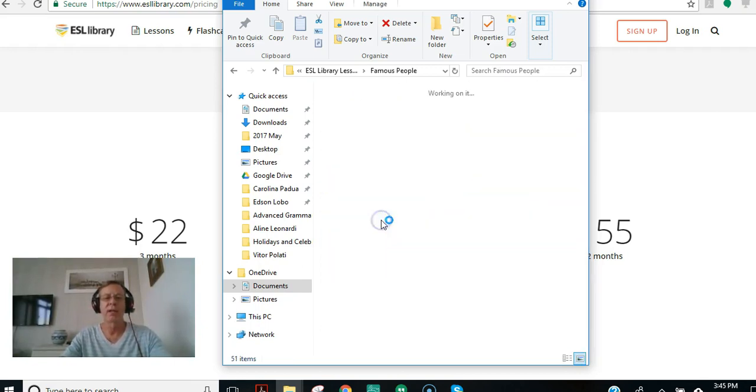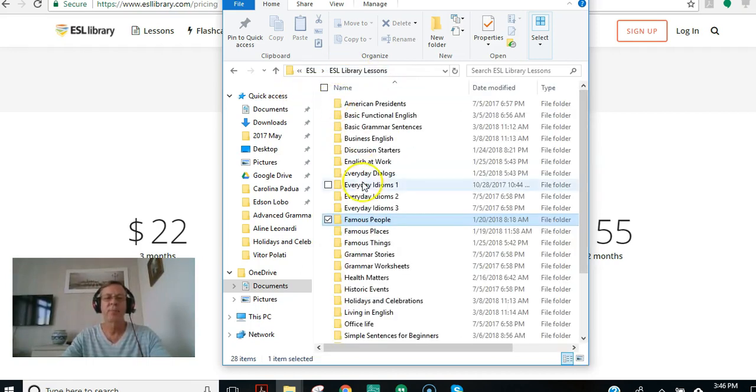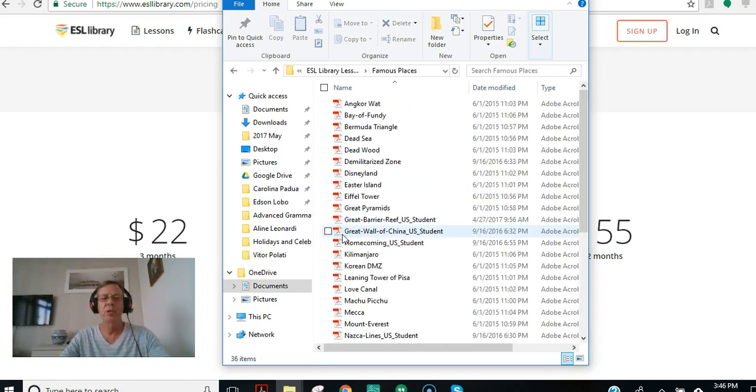So they have famous people. Also, by the way, biography.com is a great website to get into. But you see here Albert Einstein, Alexander Graham Bell, Bill Clinton, the Beatles, Barack Obama, Billie Holiday. A lot of politicians and musicians are represented. And then a fun one, famous places. Students always love to talk about travel. It's one of their favorite topics. So I frequently will go in here to famous places. I use this a lot.